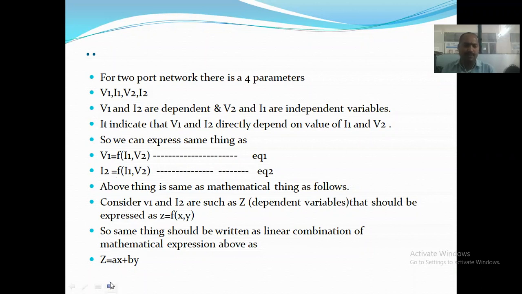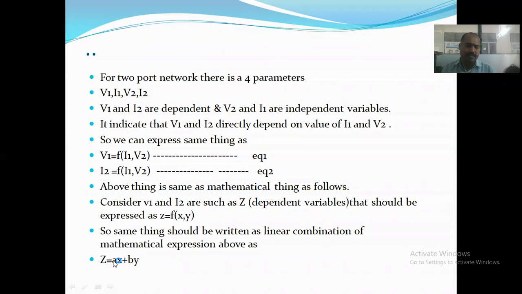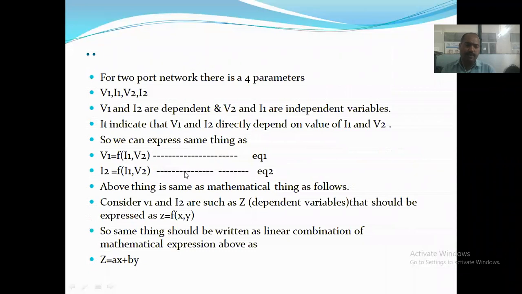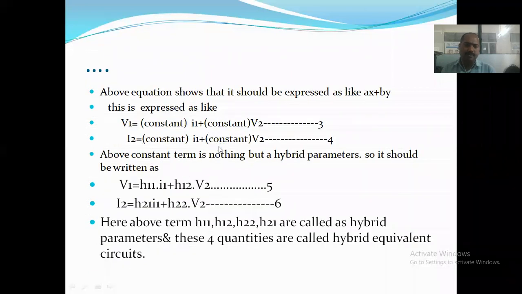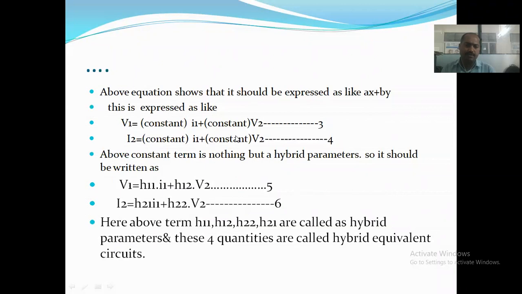See, that's why for the z we have to use the I2 also. So I2 equal to ax plus by. A is nothing but a constant, right? Constant into x variable. X variable indicates I1. Plus b, constant into y variable, that is V2, right? This will be the thing.